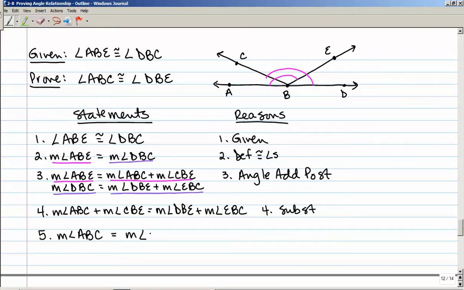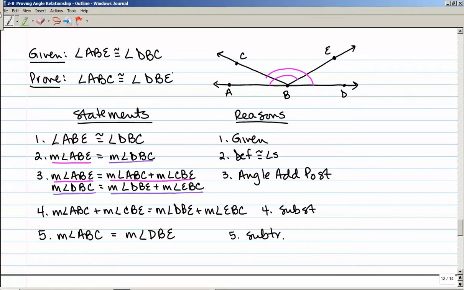And that leaves me with the measure of angle ABC is equal to the measure of angle DBE by subtraction. Between substitution and subtraction, don't ever use just SUB. Use some more letters if you're going to abbreviate substitution and subtraction.